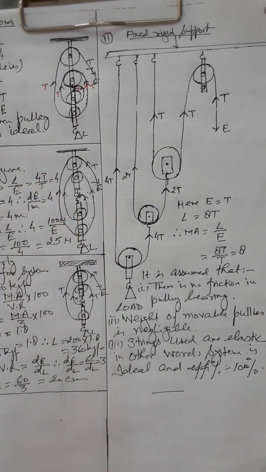Come to question number 9. What assumption have you made? There is no friction in the pulley bearings. The weight of the lower block is negligible. The effort is applied in the downward direction. This we have to write.